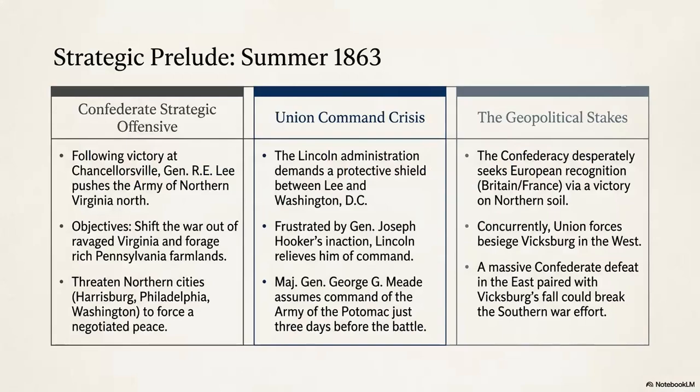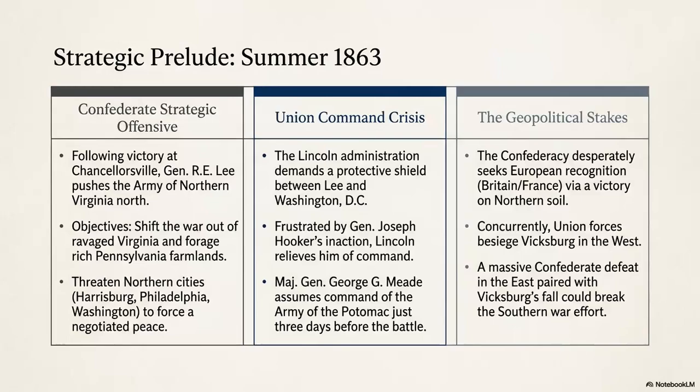To understand Gettysburg, we must look at the high-stakes prelude of summer 1863. Fresh off victory at Chancellorsville, Confederate General Robert E. Lee launched a strategic offensive northward to relieve ravaged Virginia, forage in Pennsylvania, and threaten major northern cities to force a negotiated peace. Meanwhile, Washington faced a sudden command crisis. Demanding a protective shield for the capital, a frustrated President Lincoln relieved General Joseph Hooker, placing Major General George G. Meade in command of the Army of the Potomac just 3 days before the battle.